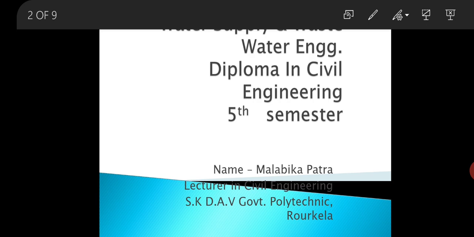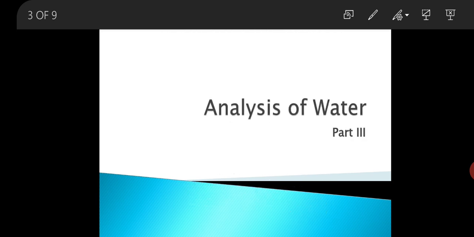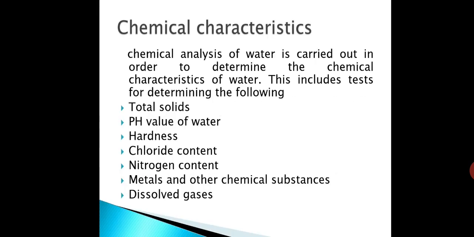In the last class we have completed our physical analysis of water, and today we are going to discuss the chemical analysis of water. So chemical analysis of water is carried out in order to determine the chemical characteristics of water. This involves the tests for determining the total solids, pH value, hardness, chloride content, nitrogen content, iron, manganese and other metal contents, dissolved gases, etc.